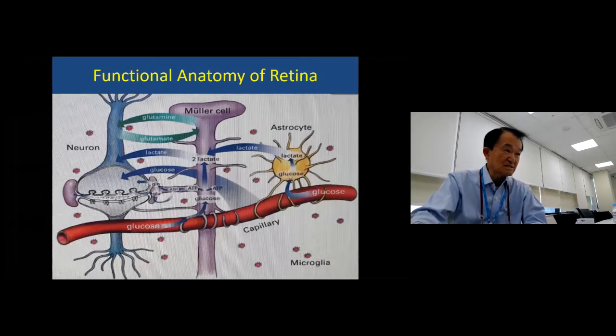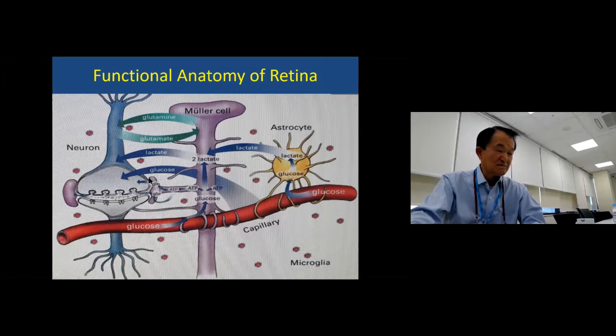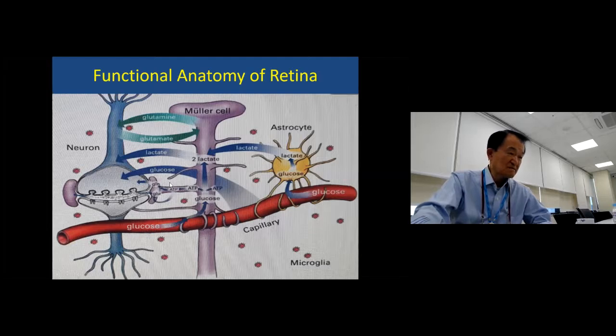And this is a sort of schematic diagram of the retina. You can see glucose comes here, is metabolized and produces lactate. And in the neuron also, glutamine goes, lactate, these things. I mentioned the glucose metabolism some time ago.